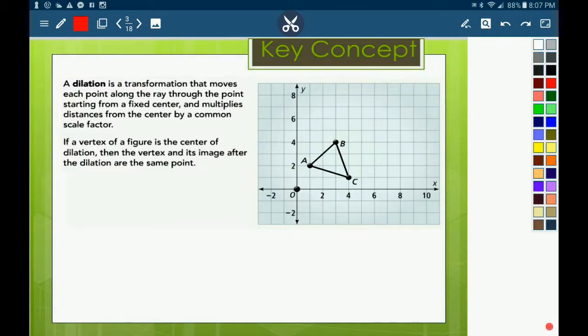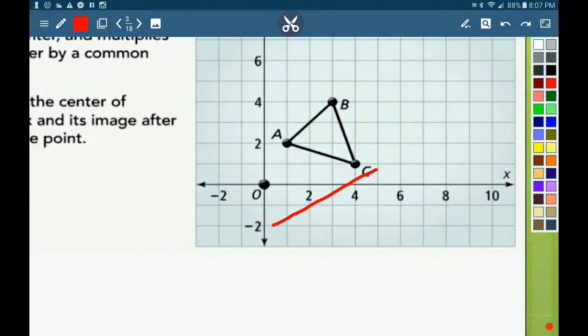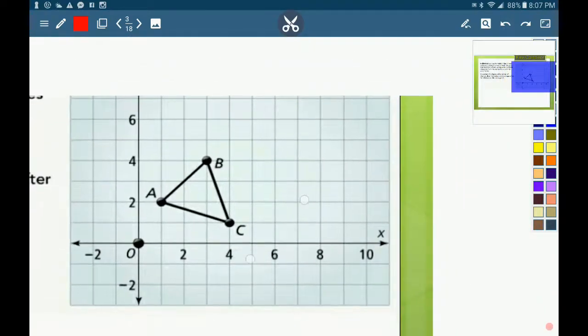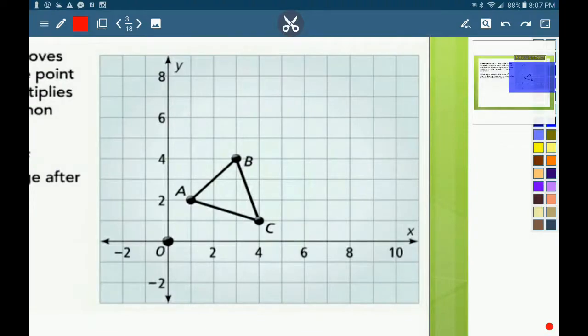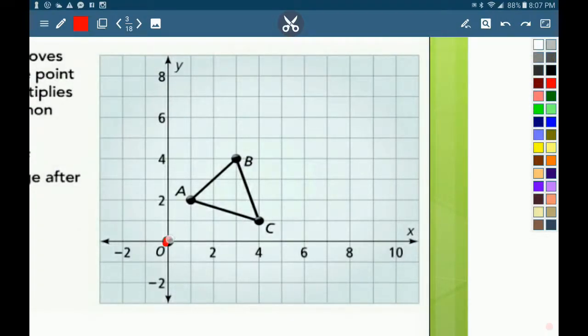If the vertex of a figure is the center of dilation, then the vertex and its image after the dilation are the same point. So in this picture, none of the vertices of triangle ABC are the center of dilation. The center of dilation in this example is 0, 0. When you dilate and you give a center of dilation, it's almost going to telescope in or out. If you make the shape bigger, the center of dilation is going to push the figure away from it. If you're making something smaller, it's going to pull the figure in towards it along these paths.